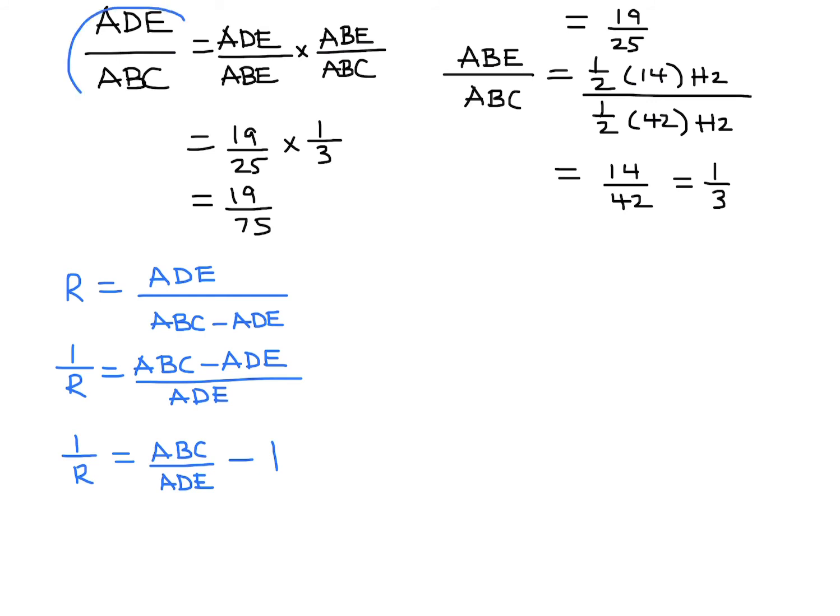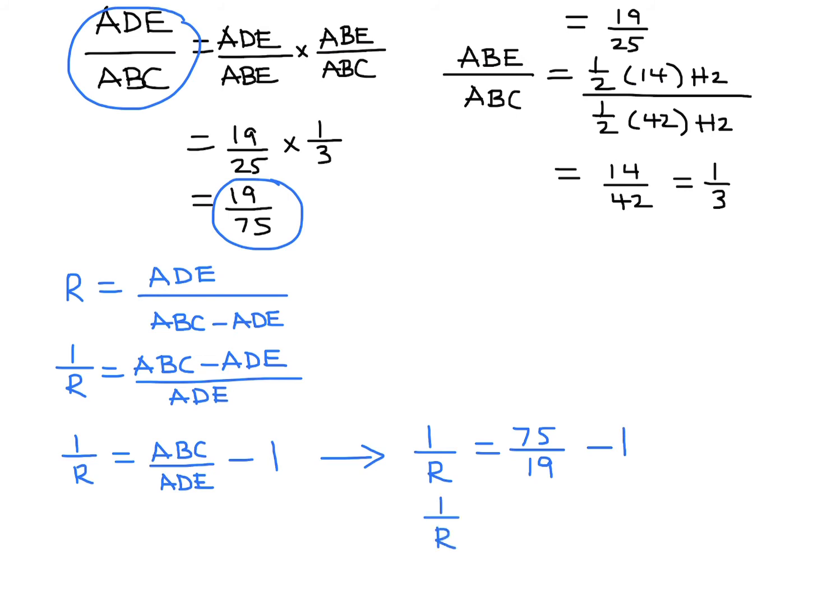So ADE over ABC I just got was 19 over 75. So that means 1 over R is equal to ABC over ADE, which is 75 over 19, minus 1. So 1 over R is therefore 75 over 19 minus 1. Get a common denominator here, 19, 19. 75 minus 19 over 19, which is 56.